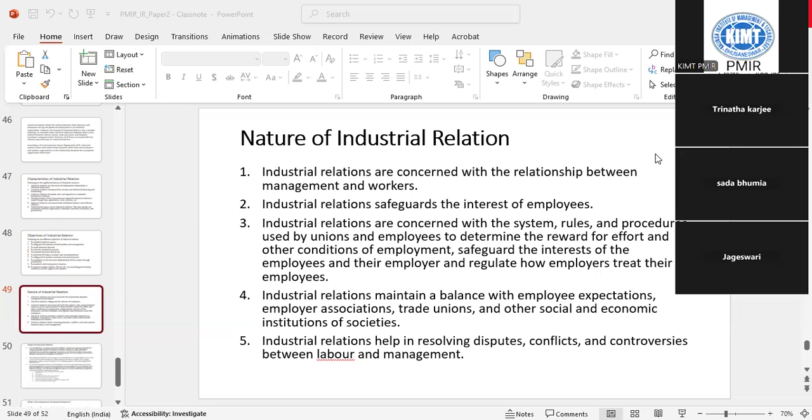Industrial relationship helps in resolving disputes, conflicts, and controversies between labor and management. So when you are talking, you will have different controversies, different conflicts, different disputes between the laborer and the management. So the main objective you read in the last slide, this is also one nature of industrial relationship, where you are resolving all the disputes, conflicts, and controversies.